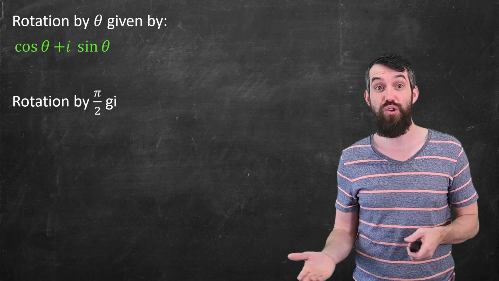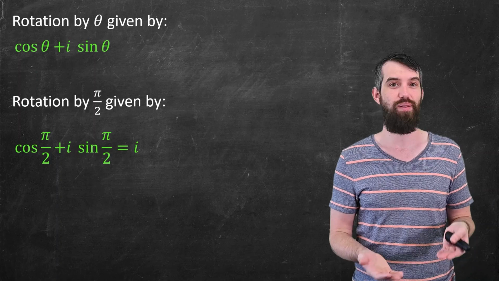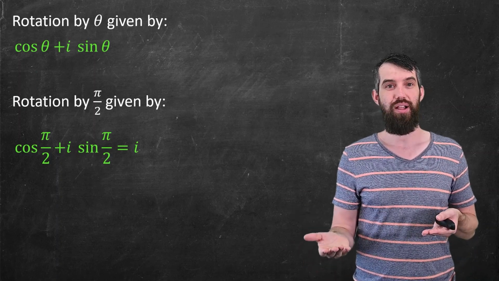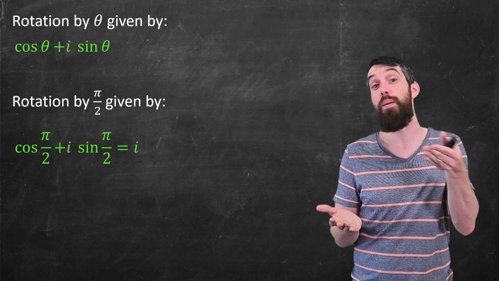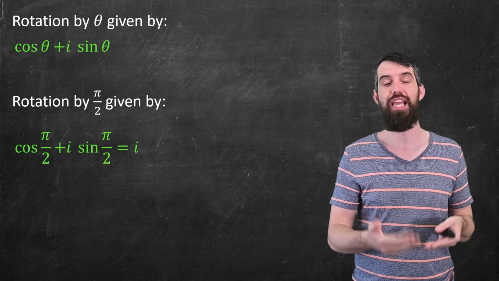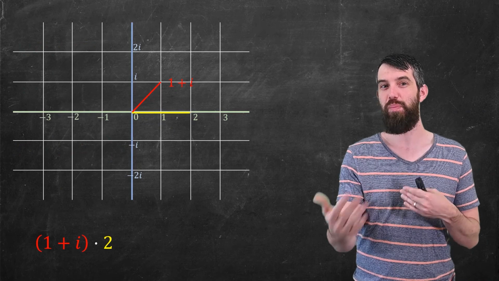A specific value you may care about is theta equal to pi over 2. You plug pi over 2 in, well, cosine of pi over 2 is 0, sine of pi over 2 is 1, so the complex number on the unit circle that represents rotation by pi over 2 is i. So that's what i is, rotation by pi over 2 in the complex plane. Okay, that was multiplying by i.